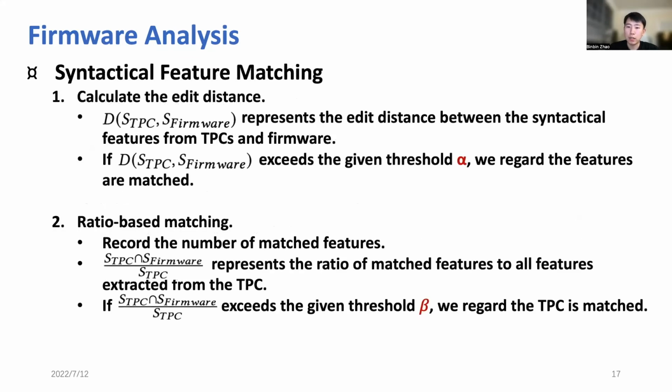Next, we conduct syntactical feature matching. The first step is to calculate the edit distance between the syntactical features from TPCs and the firmware. If the edit distance does not exceed the given threshold, we regard the features as matched. Next, we calculate the number of unmatched features. We calculate the ratio of matched features to all features extracted from the TPC. If the ratio exceeds the given threshold beta, we regard the TPC as matched.